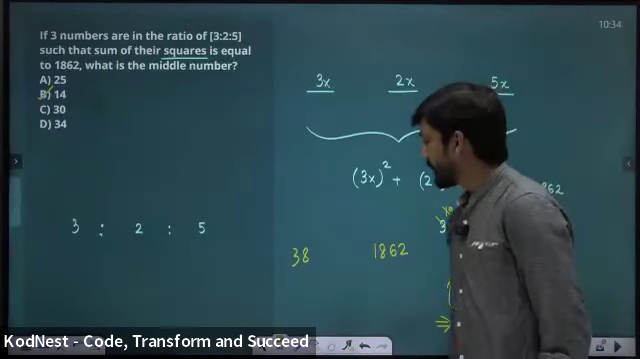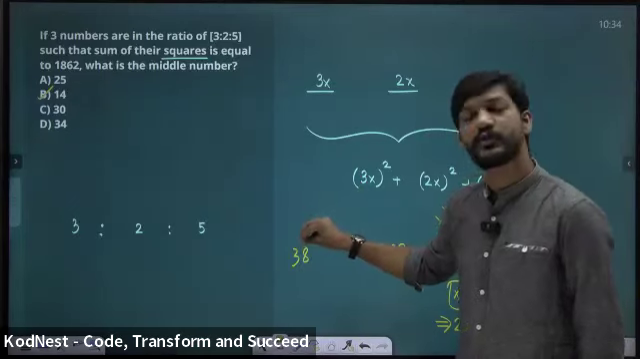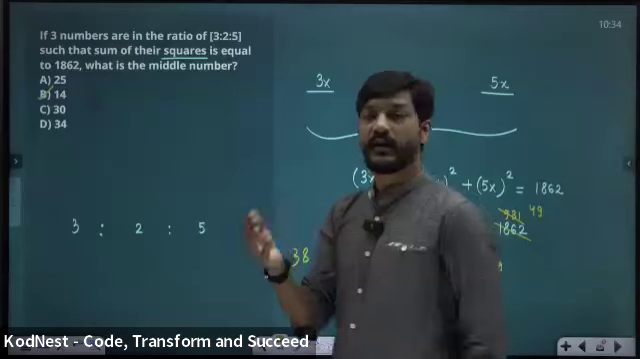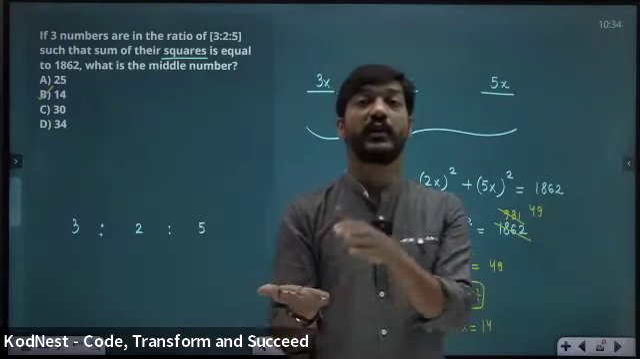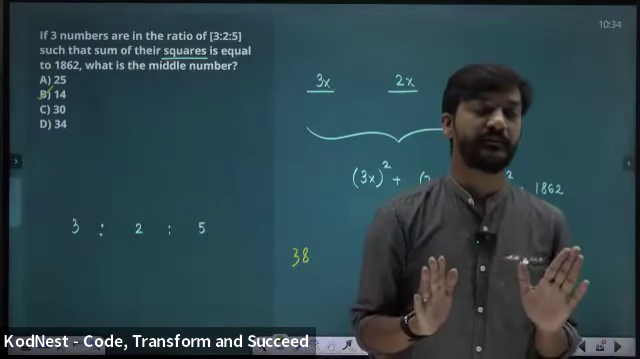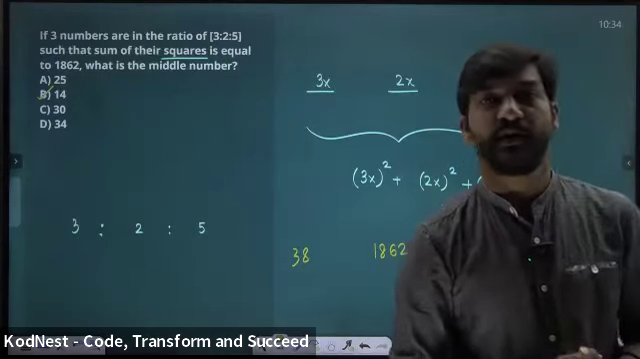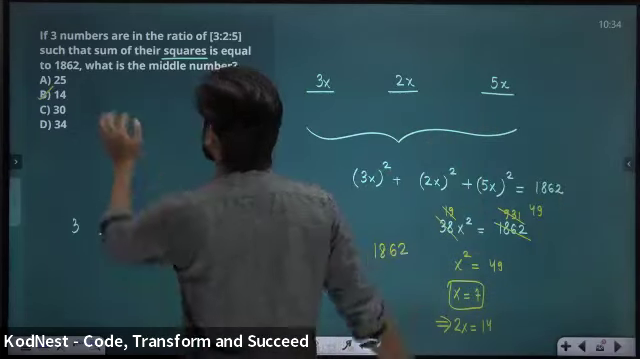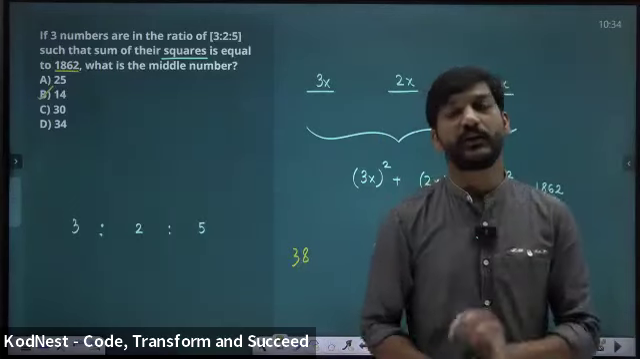If you directly take the values 3, 2, 5, you will get the sum of squares as 38. But the question has given 1862. Can you easily answer what you will multiply with 38 so that you get 1862? No. So the first reason I took the variable is that the value is a little bit bigger. That's why I took the variable.